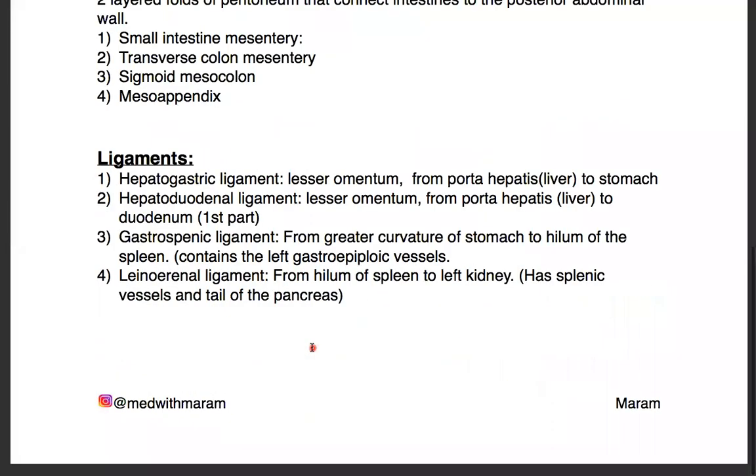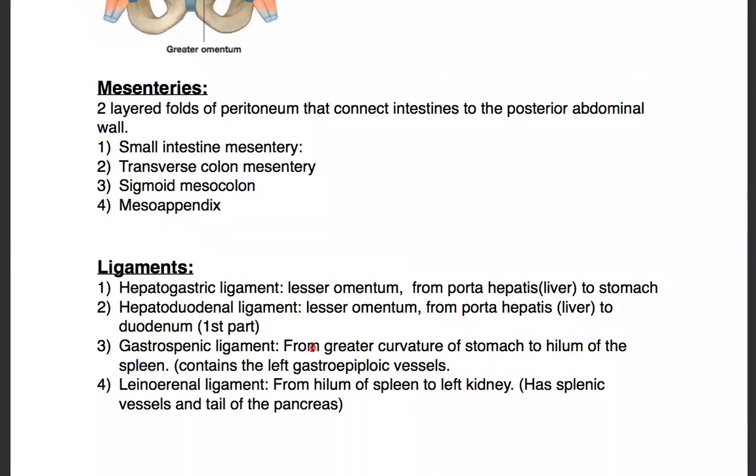Ligaments then. I honestly am not sure if they're mentioned in exams a lot or not. I'll mention them regardless here. Depending on how much time you have, if you have time to study them, go ahead. If you don't, I don't think it would be a problem.